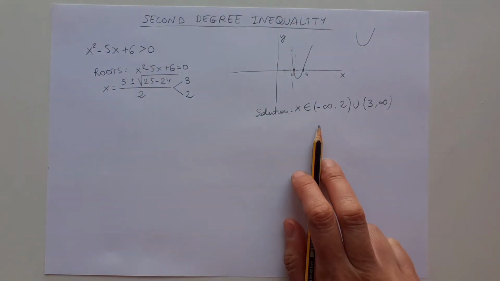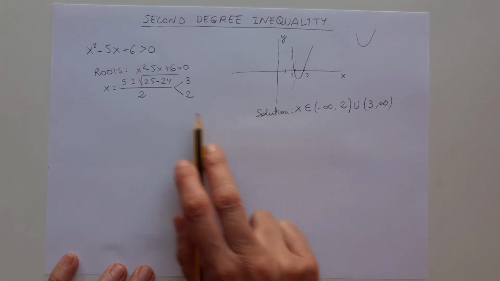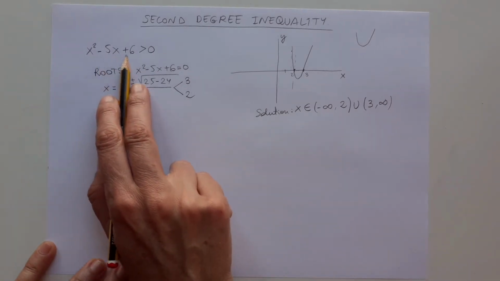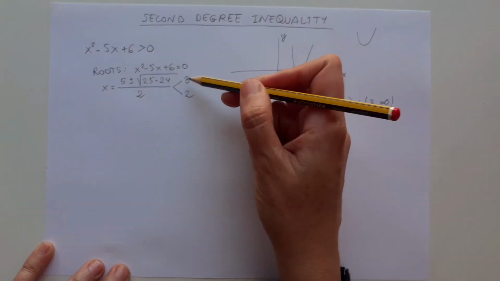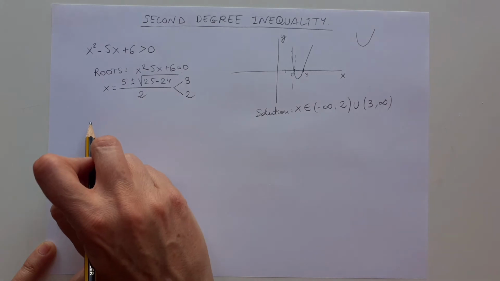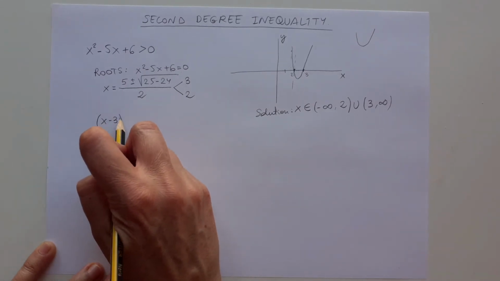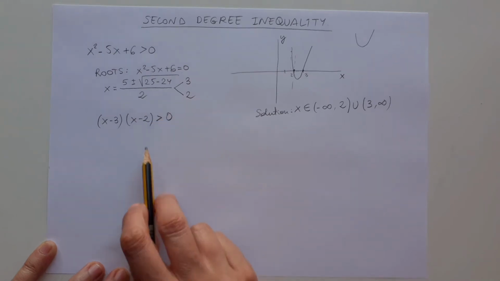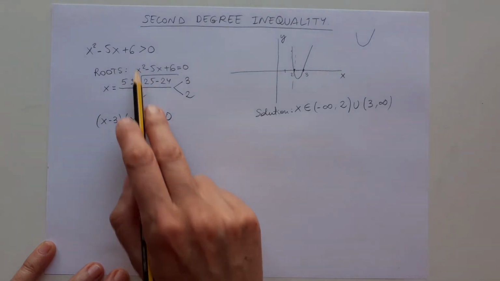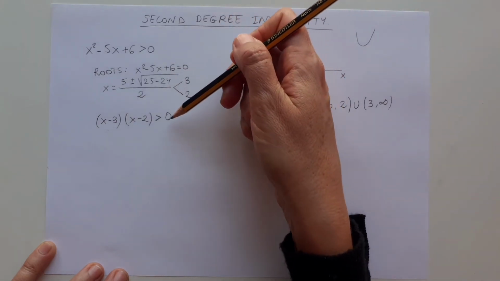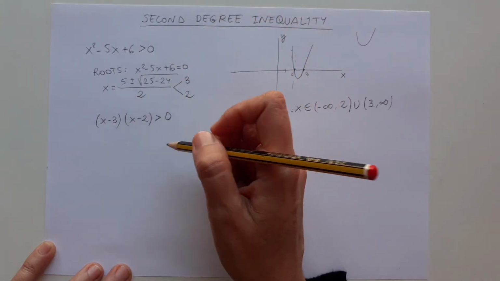Let's say I don't want to graph the parabola. There's another way. I can factorize this polynomial once I know the roots because of the factors theorem. And I can write that this is x minus 3 times x minus 2. And this must be greater than 0. This is a product, and this product equals this polynomial. So this is another way to write the same inequality.